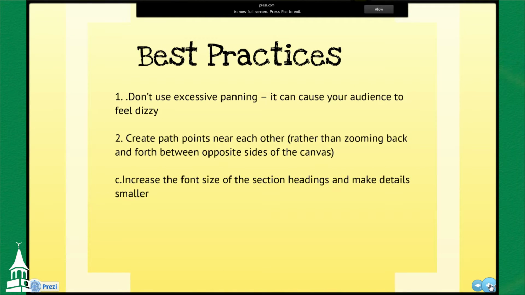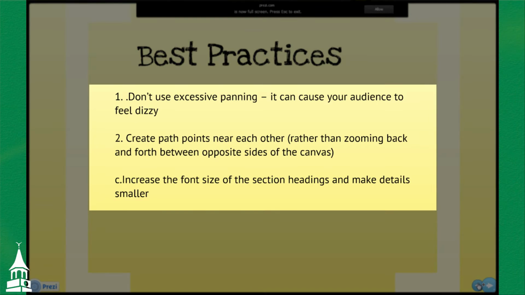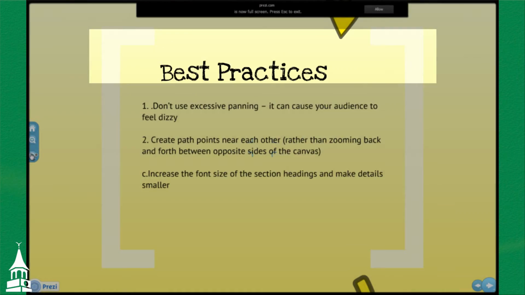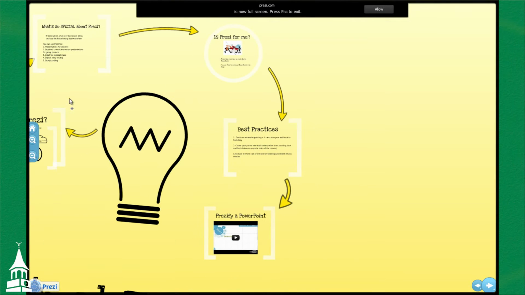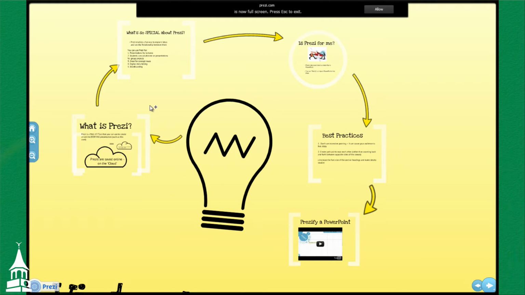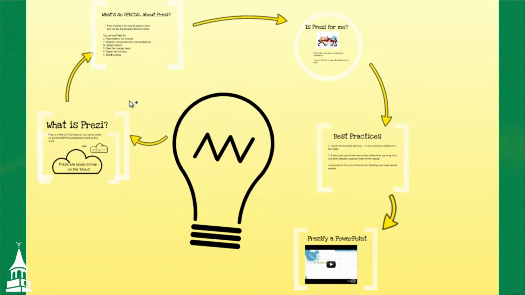You also don't want to do a lot of turning upside down. If you do that, your audience can feel seasick. It can just disorient them by so much movement. The last thing you want to do is increase the font size of your section headings and make the details smaller. So these are your details, and this is a section heading. If I zoom out a bit, this is called the big view, where you can see all the content of your entire presentation. Now you can see that all of the section headings are really easy to see at a glance.